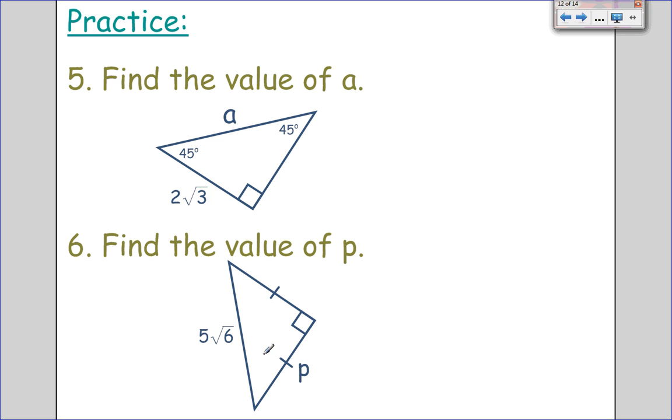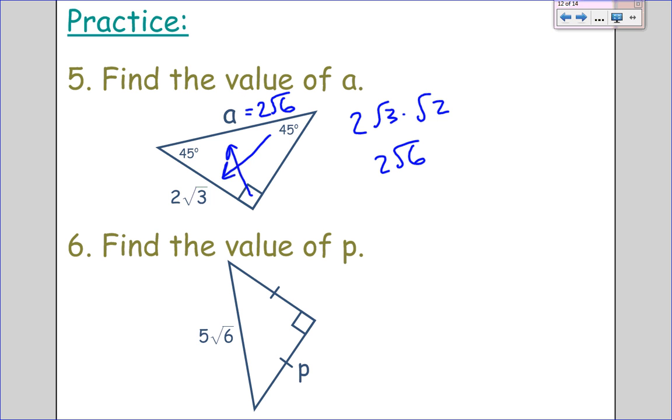All right, so find the value of a. Pause it real quick and find these. Okay, this is a 45 side. We want the 90, so we multiply by the square root of 2. 3 times 2 is 6. So a equals 2 square root 6.